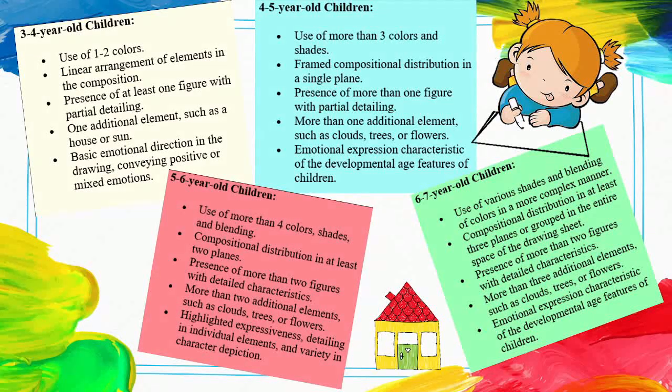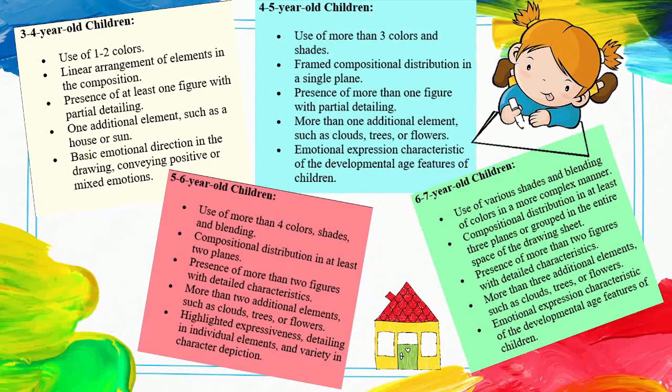Regarding the primary school period, we divide the age groups and expressive skills in drawing into 4 groups, which are similar to the groups of primary school educational settings in Bulgaria. The first group consists of children who are 3 to 4 years old. Usually in their drawings we can see that they use 1 to 2 colors, and their drawings have a linear arrangement of elements in the composition. There is the presence of at least 1 figure with partial detailing, 1 additional element such as a house or sun, and basic emotional direction in the drawing, conveying positive or mixed emotions during the process of drawing.